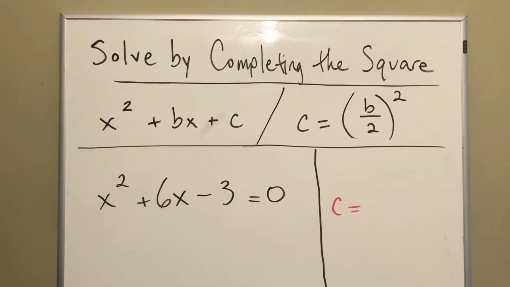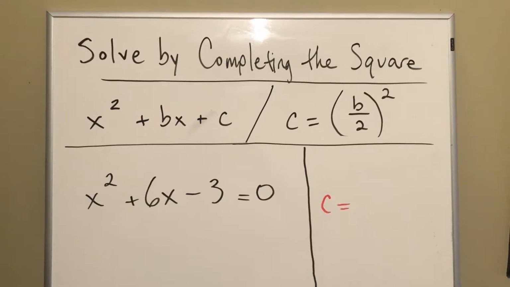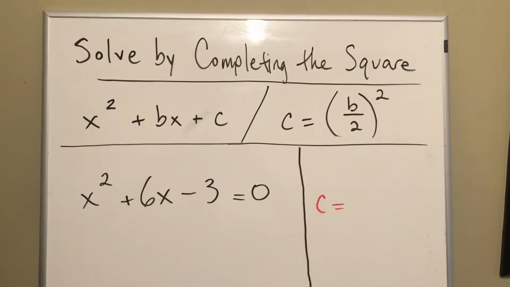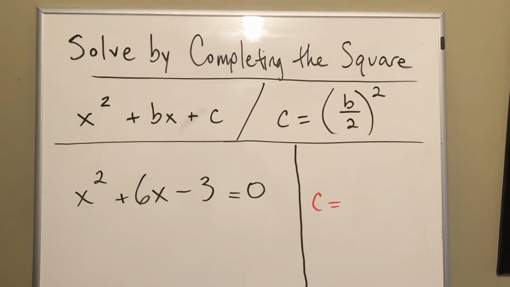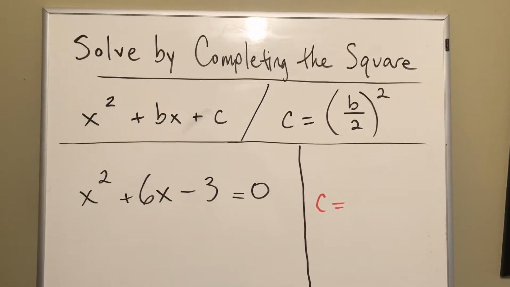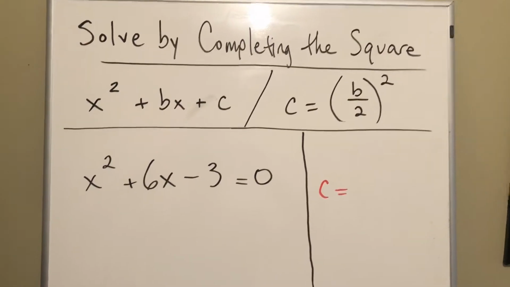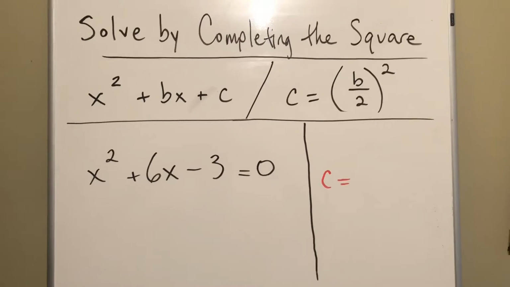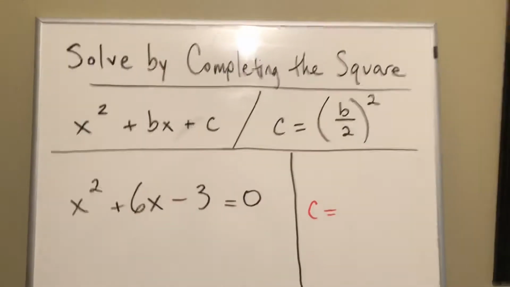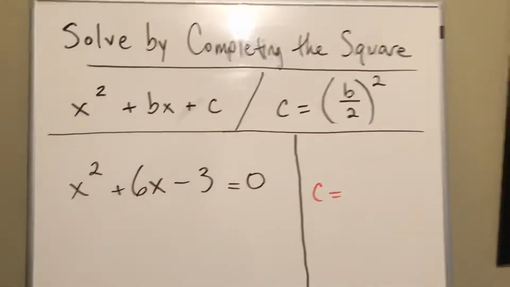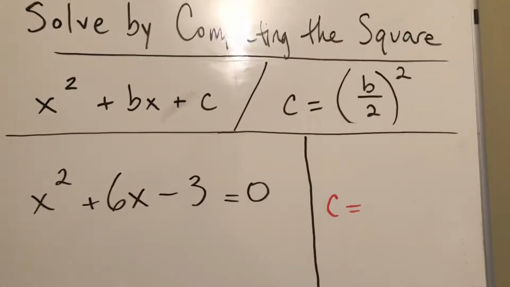Let's solve a quadratic equation by completing the square. This is a method we can use when the problem may not be factorable and we may prefer not to use the quadratic formula. So I'm going to solve x squared plus 6x minus 3 equals 0. The first thing I need to do is move negative 3, as this is not going to be factorable as it currently stands.